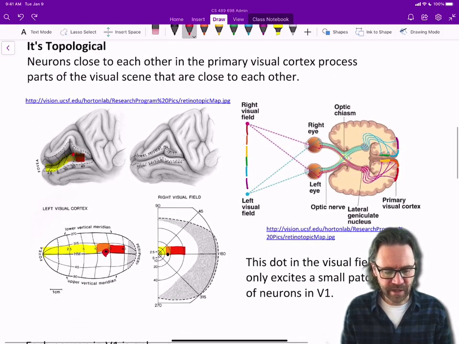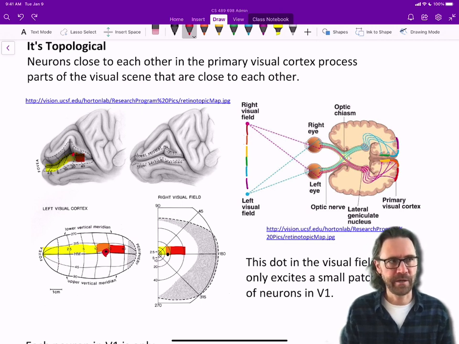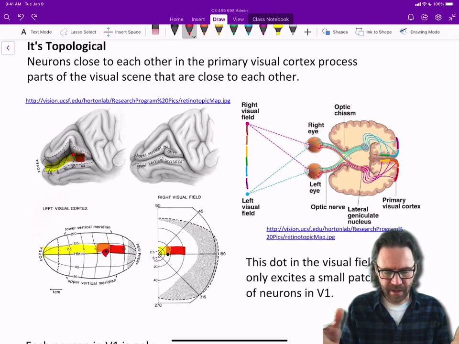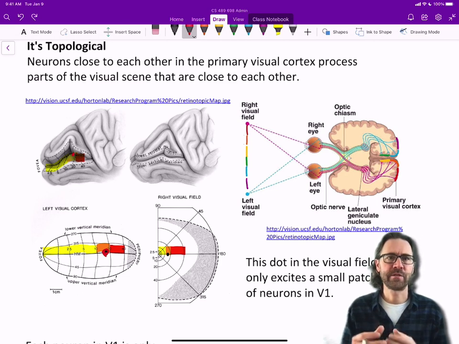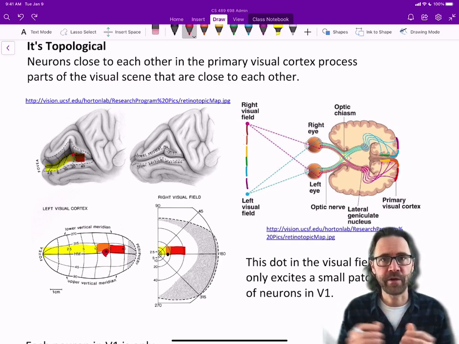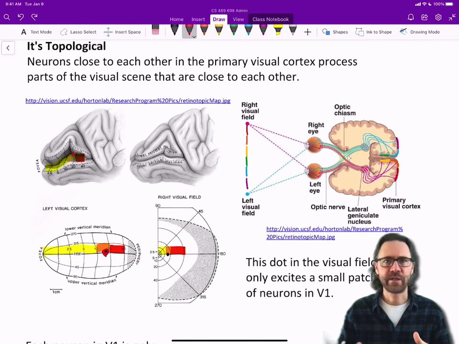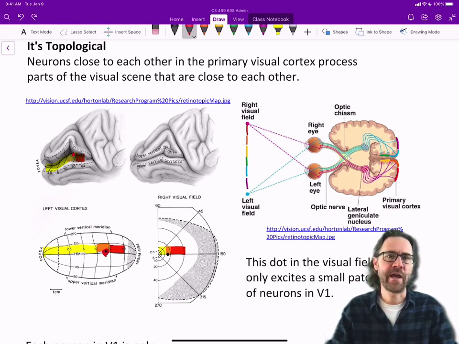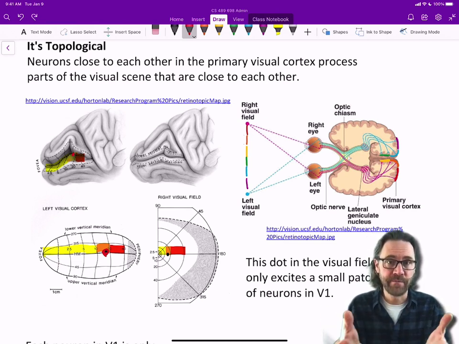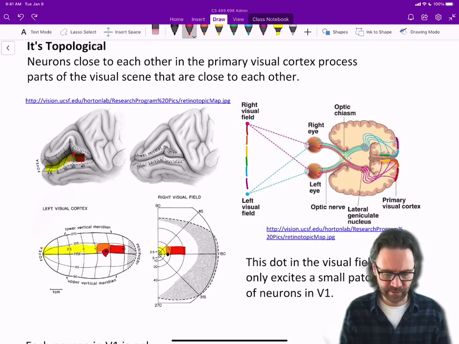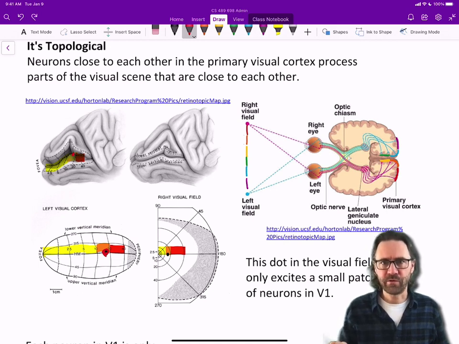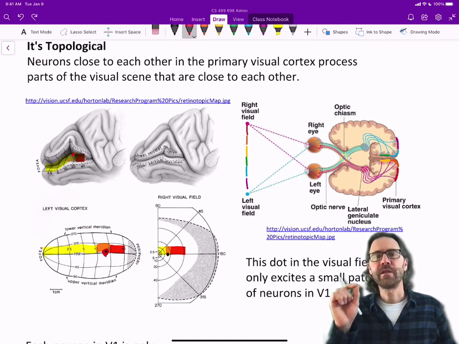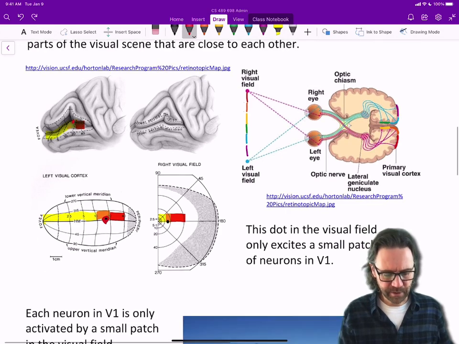The original experiment that established this was based on a cat looking at a particular scene, and they had injected the cat with a chemical that would become concentrated in the neurons that were firing more. And they sacrificed the cat, took its visual cortex out, flattened it out, and then looked for the presence of that chemical. And it was in the shape of the scene that the cat was looking at. Okay, so I hope I've described this story fairly reasonably well. The point is that it's topological.